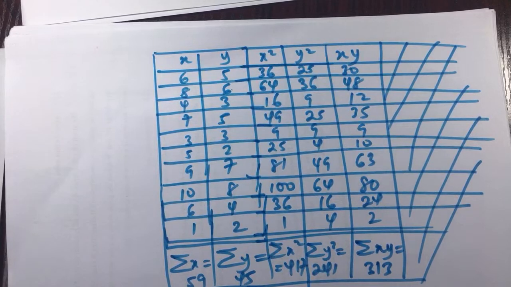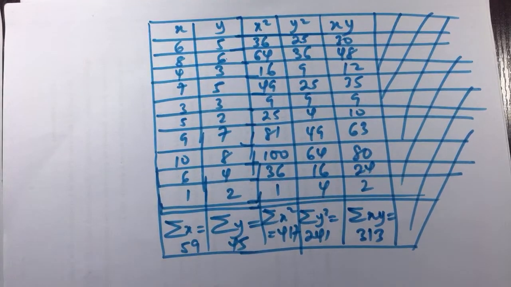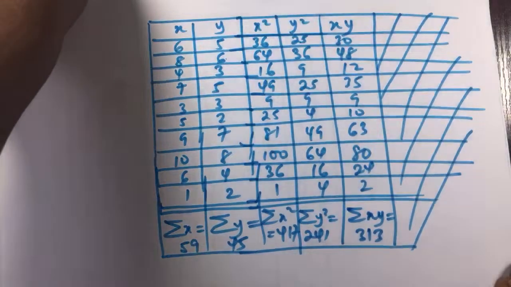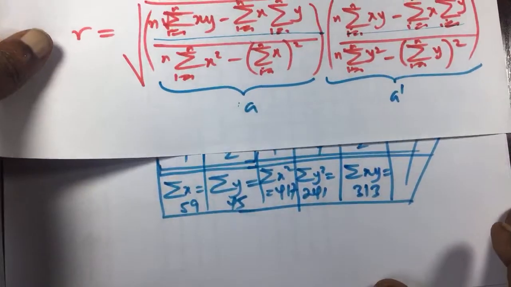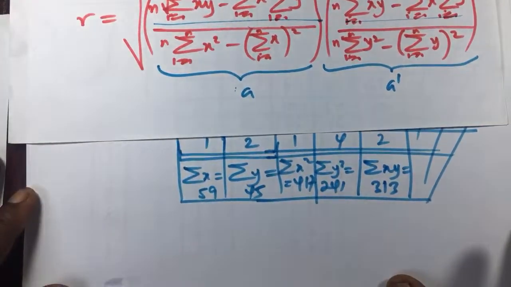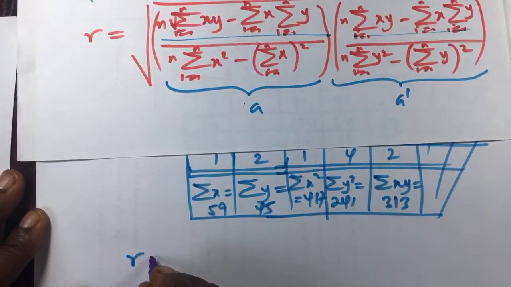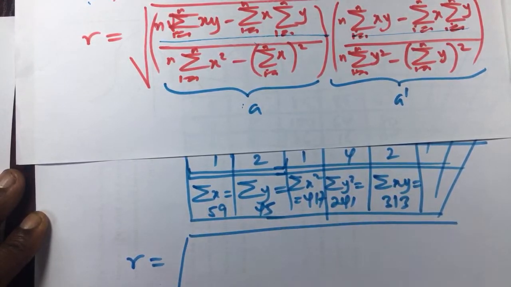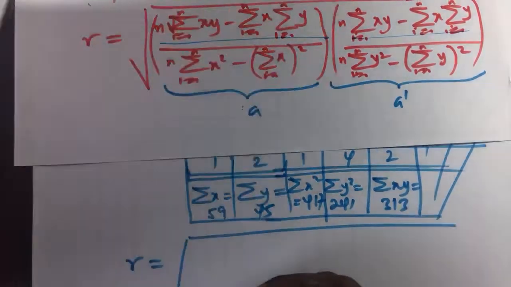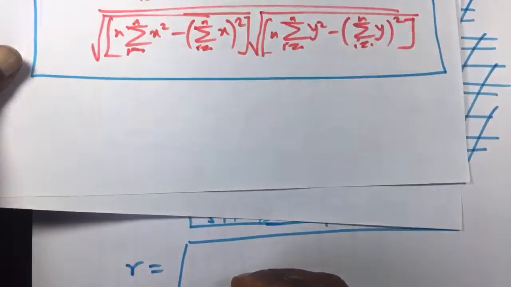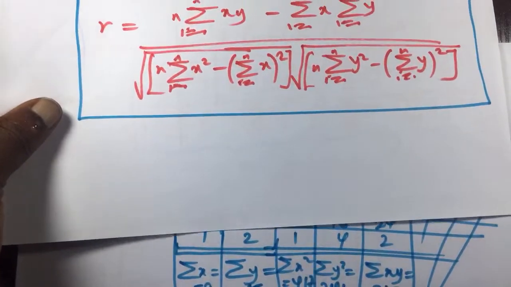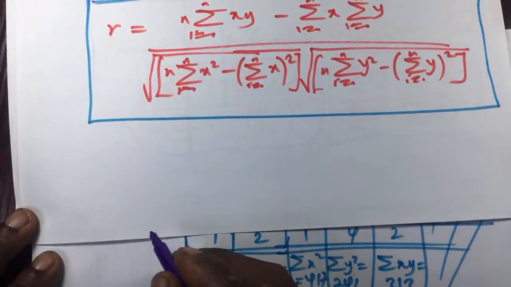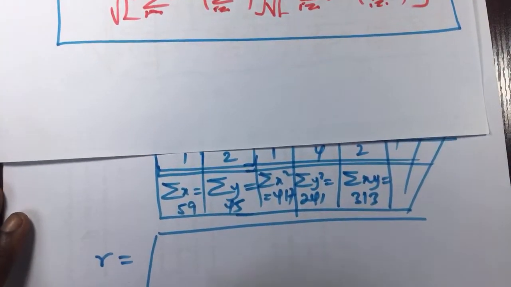Okay? Now, once you obtain the totals, you quickly go to the formula. I'm going to bring the formula here and keep the totals just by the side. What does the formula say? R will be equal to the square root of, what is your n? Your n is the number of data entries, and we have 10 of them. Okay, so this is our formula.